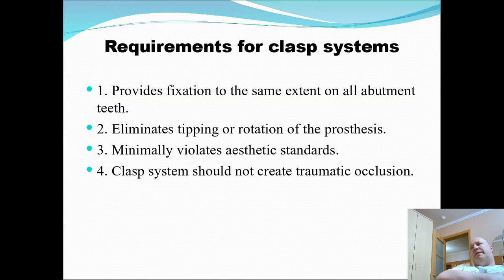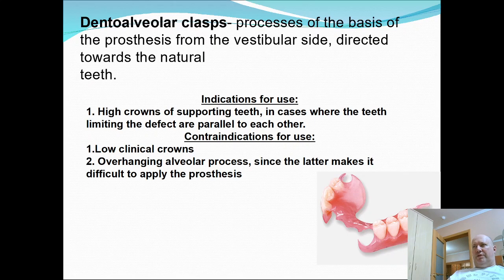It provides fixation to the same extent on all abutment teeth. Eliminates tipping or rotation of the prosthesis. Minimally violates aesthetic standards. And the clasp system should not create traumatic occlusion.